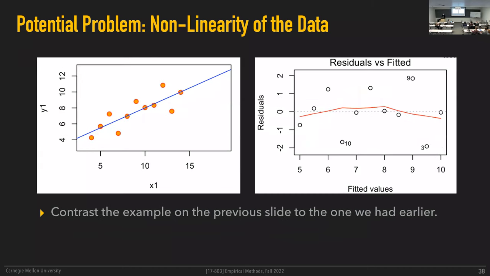Okay, so here's what a residuals versus fitted plot looks like for a better model. Here, the model is a much closer, much more accurate representation of the data than in the previous example.